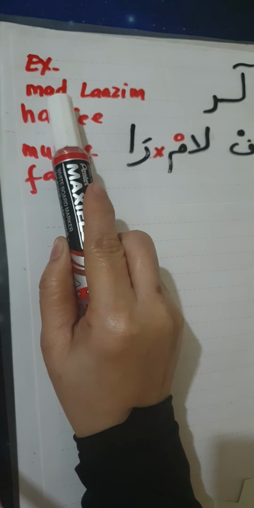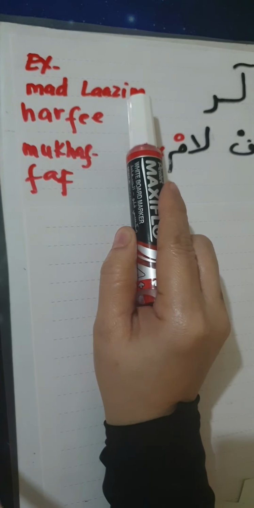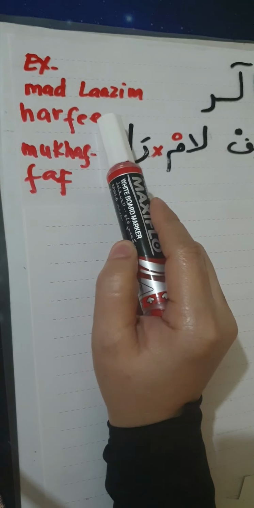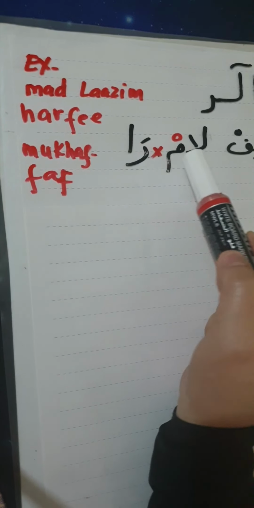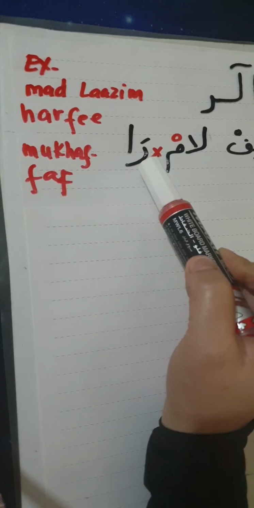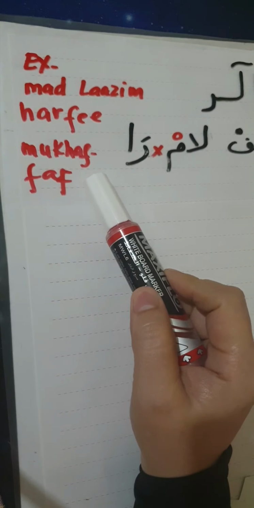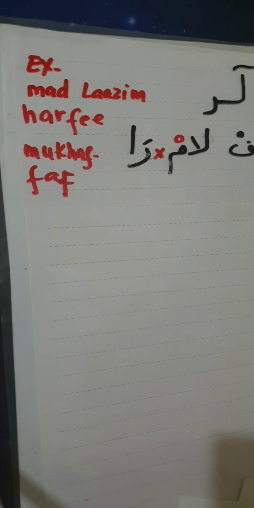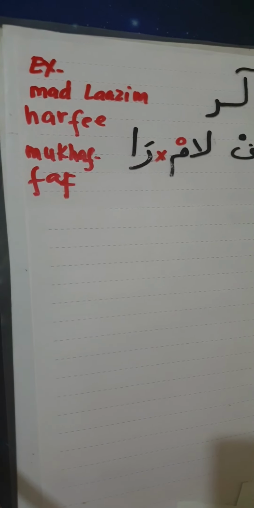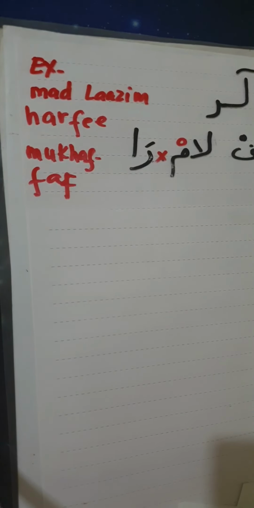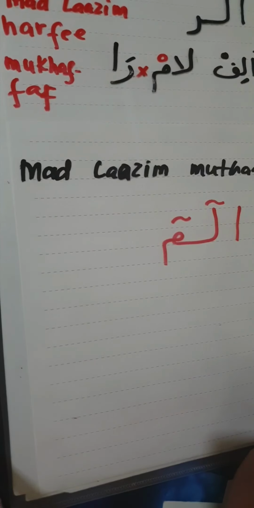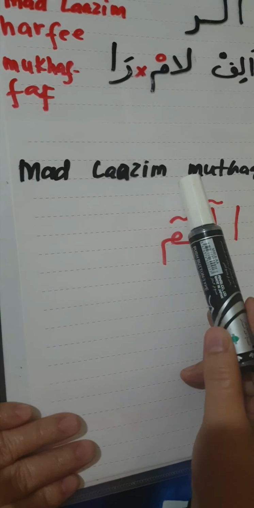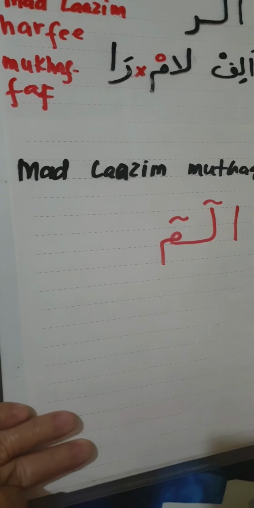So mad is the elongation, and when you say lazim, it's compulsory. Harfi, which does not merge. Like this one, the mim doesn't merge to the ra, so that's why it's mukhaffaf. So the other example is the mad lazim harfi muthaqqal. So now mad lazim muthaqqal, harfi muthaqqal. This harfi here.